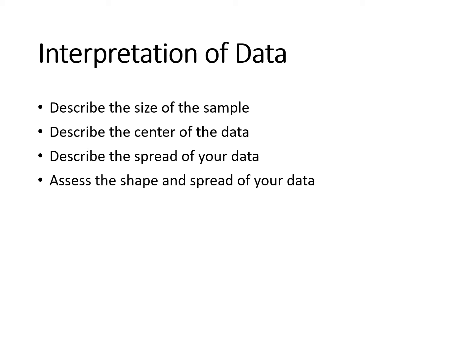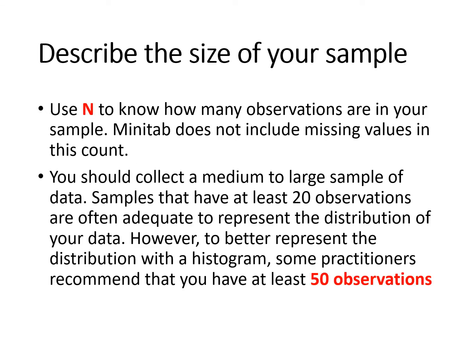So first and foremost, for the interpretation, you need to describe the size of the sample, then of course the center of the data, and describe the spread of your data, and assess the shape and spread of your data, or the shape and the peakness of your data. Okay, so for your sample, usually samples should have at least 20 observations. Usually use n, di ba, to know how many observations are in your sample.